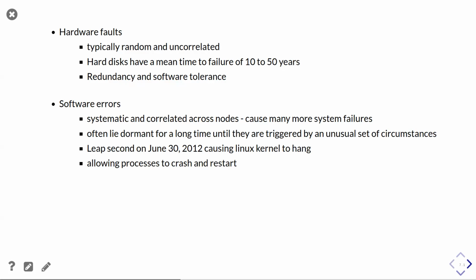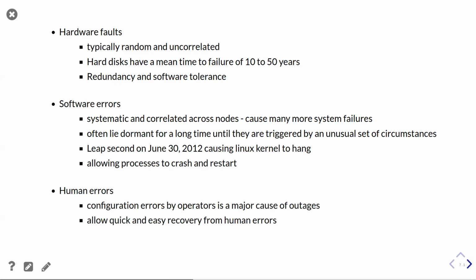So the book offers many different remedies for dealing with software errors, but the bottom line is being able to allow processes to crash and restart. Being tolerant of these errors is the way to go.